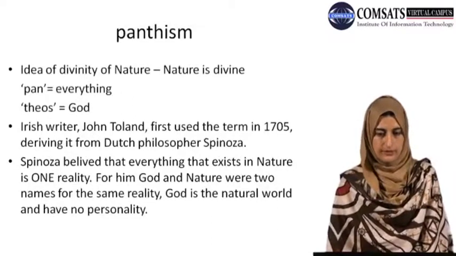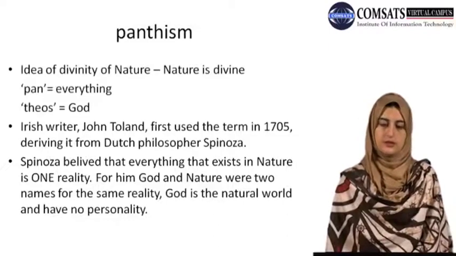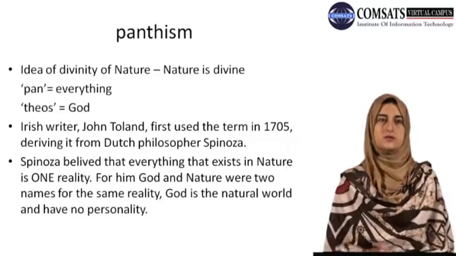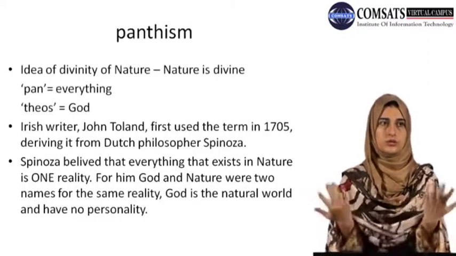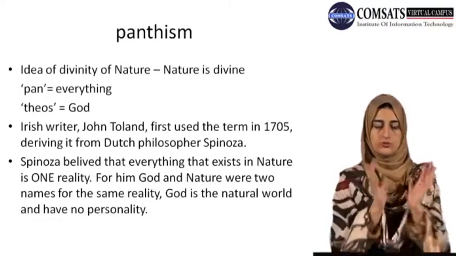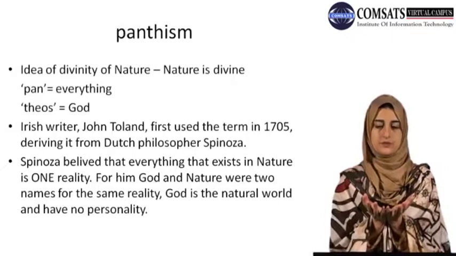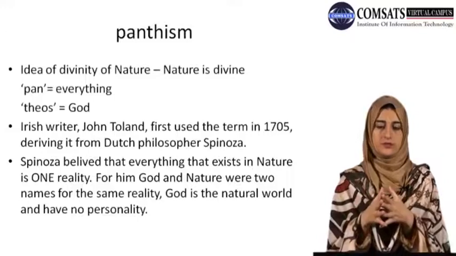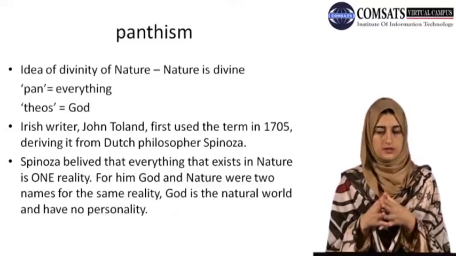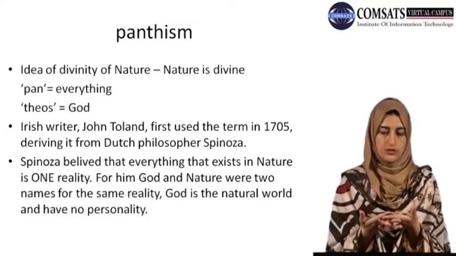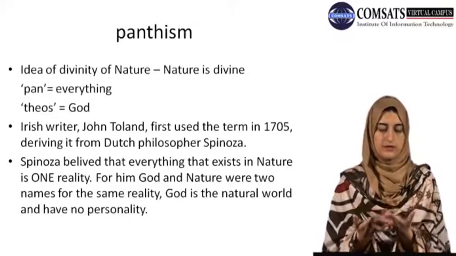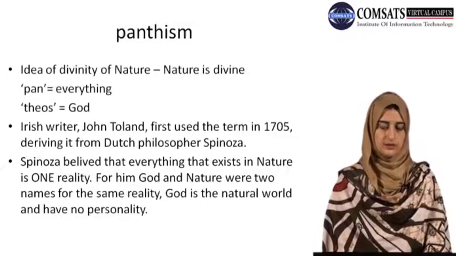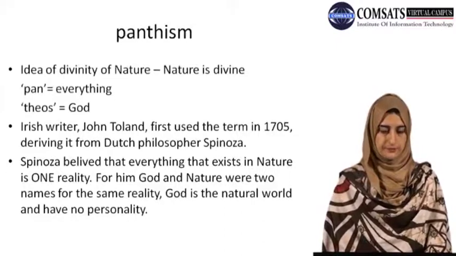So let's look at the word itself, pantheism. It is the idea of divinity in nature, that there is a divine presence in nature, that nature is divine, all objects of nature. And remember, all those objects are not seen separately, they are all one. So he says, all objects of nature, they are all one, and nature is divine. It has got a spirit, it is God, but it is divine, they say. Pan actually means everything, and theos means God. So everything is God. Everything in nature is God.